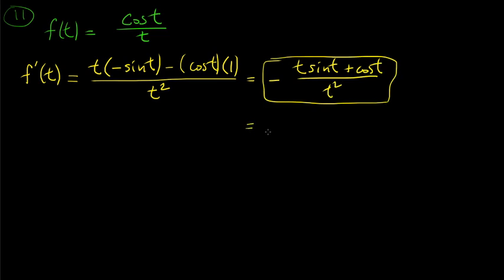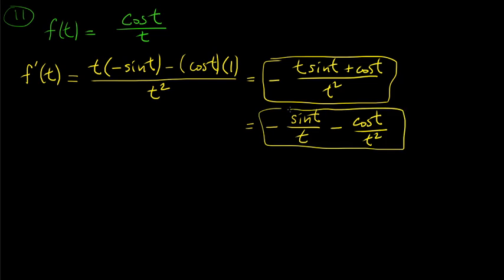Or if you split it up, you can write this as negative, cancel one of the t's here. So this is just going to be negative sine t over t, and then minus cosine t over t squared. And that's okay too, I guess.